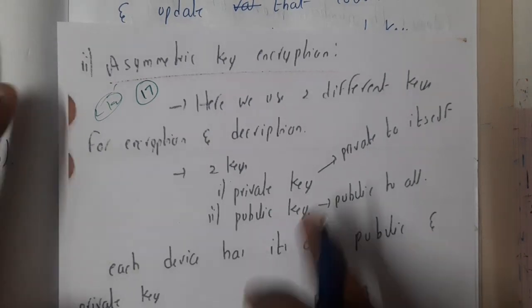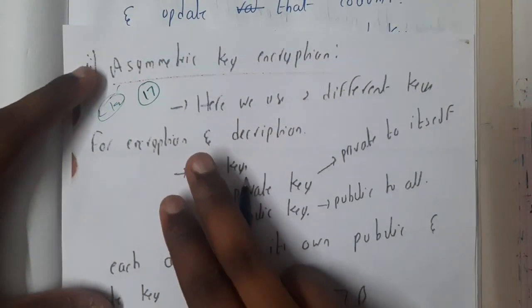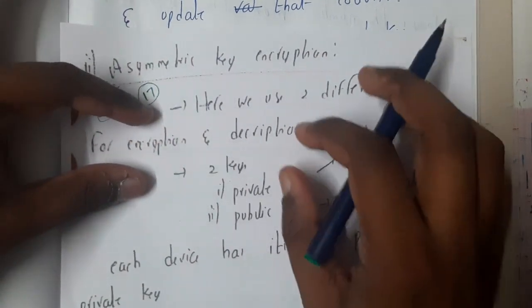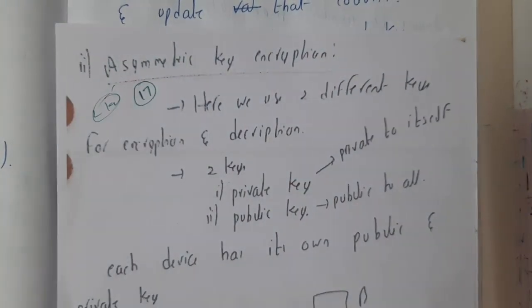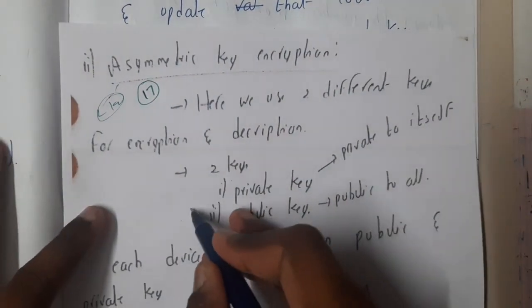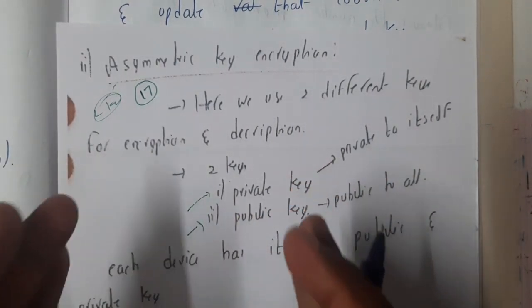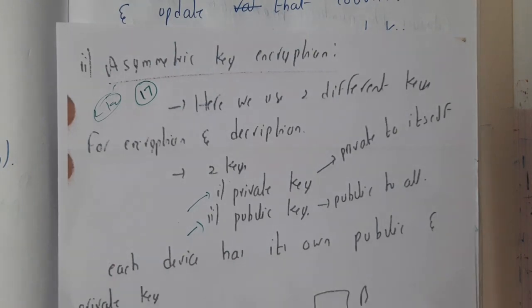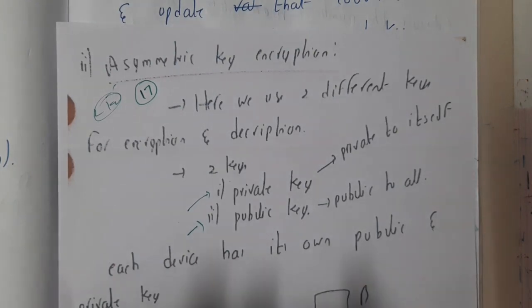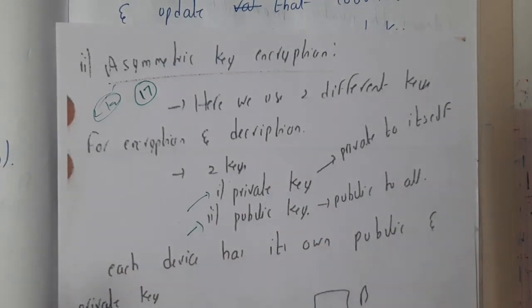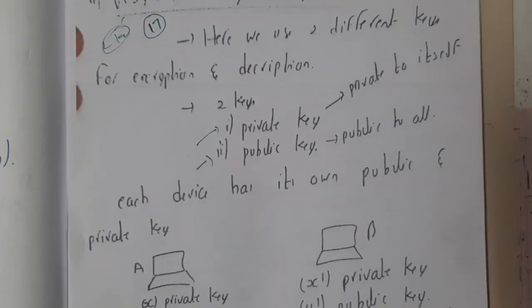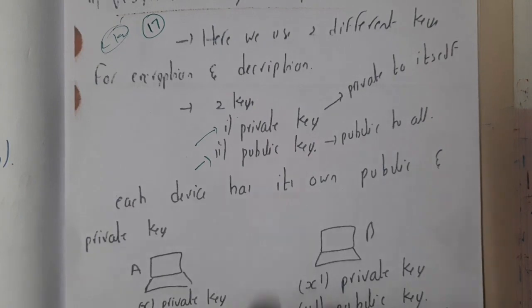Here we use two different keys for encryption and decryption: one for encryption and one for decryption. The two keys are nothing but the private key and the public key. Basically, the private key is your private thing, guys. You will not tell it to anyone. The public key is open to everyone. Anyone can come and check your public key, right? So now let us start.